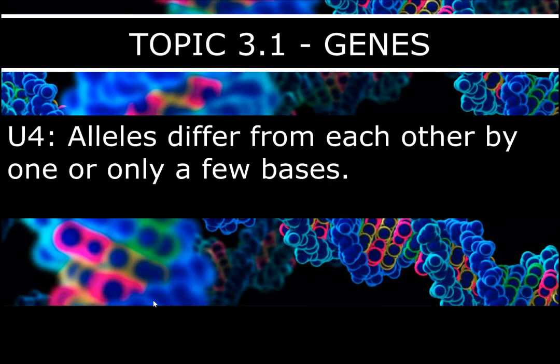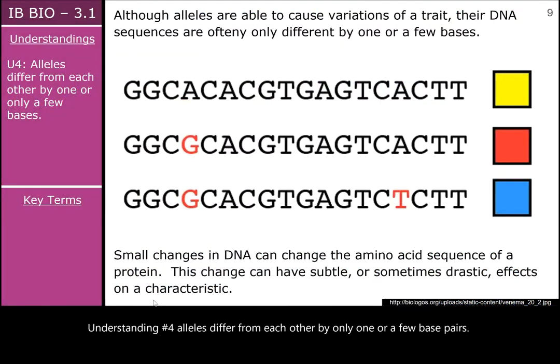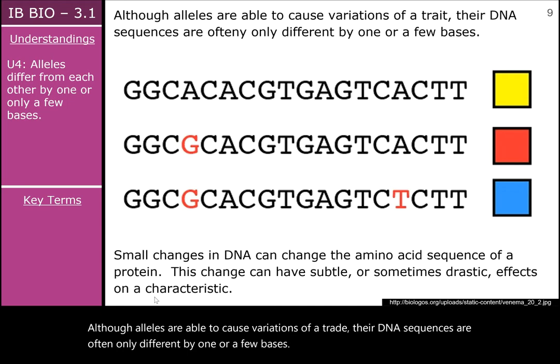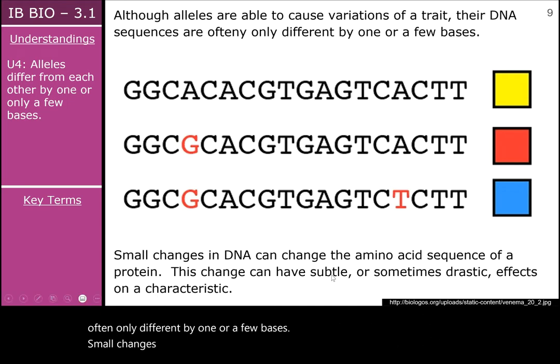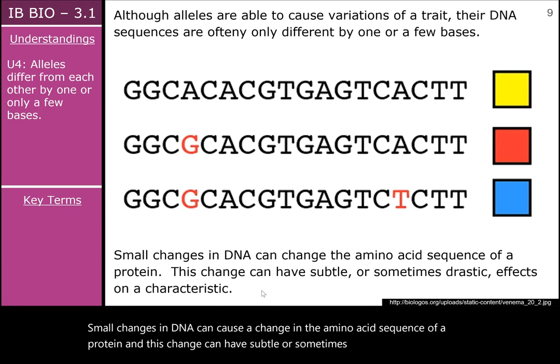Understanding number 4. Alleles differ from each other by only one or a few base pairs. Although alleles are able to cause variations of a trait, their DNA sequences are often only different by one or a few bases. Small changes in DNA can cause a change in the amino acid sequence of a protein, and this change can have subtle or sometimes drastic effects on the characteristic.